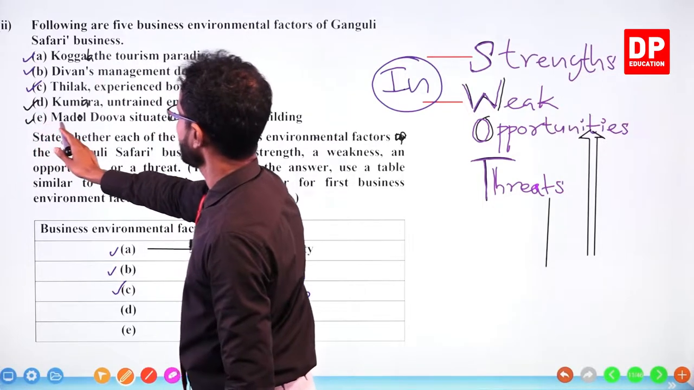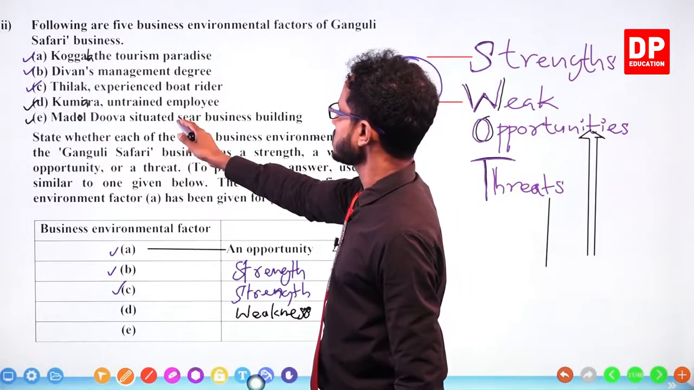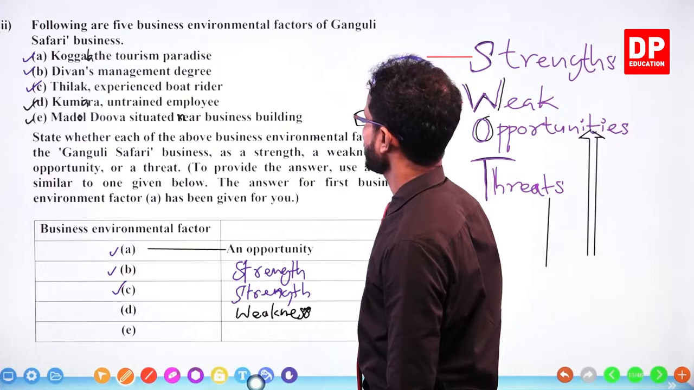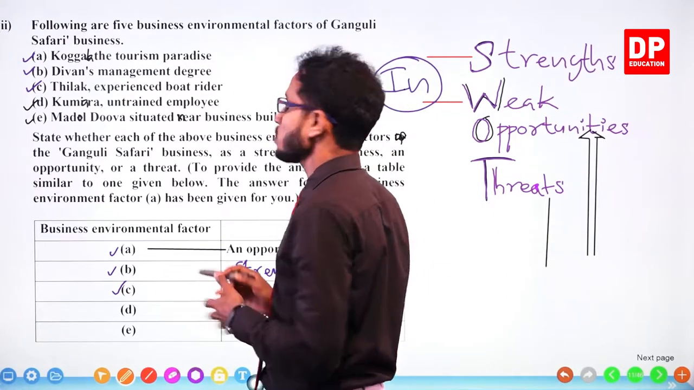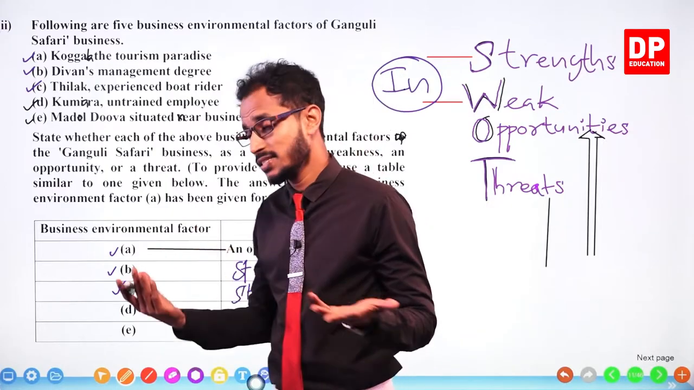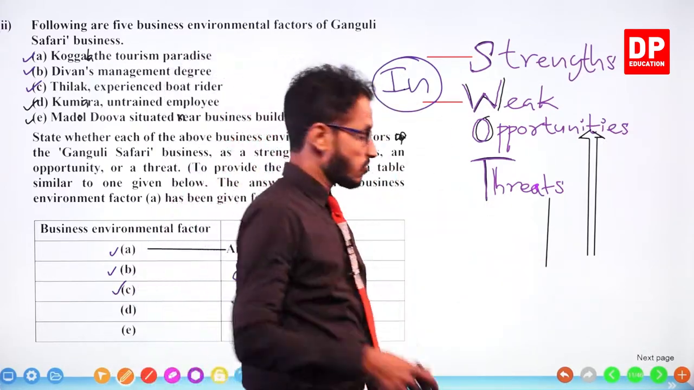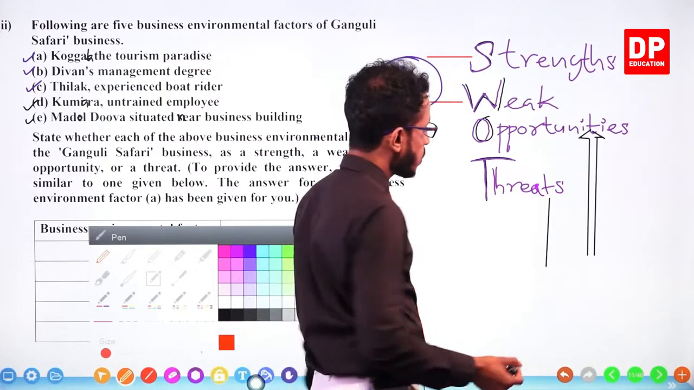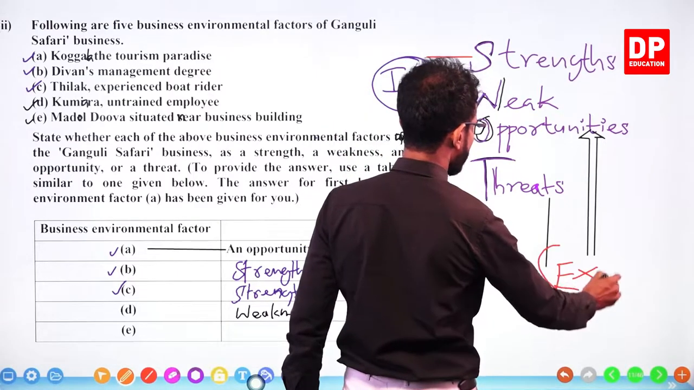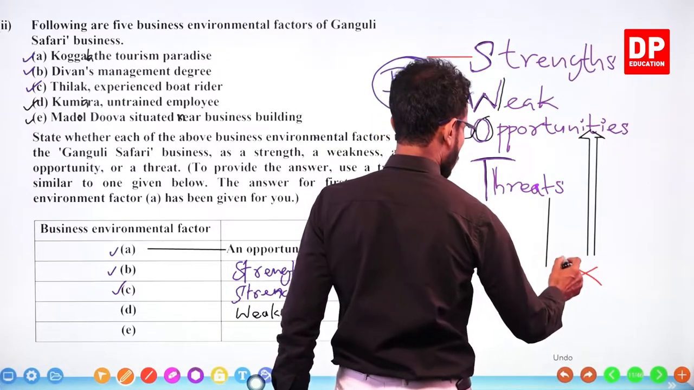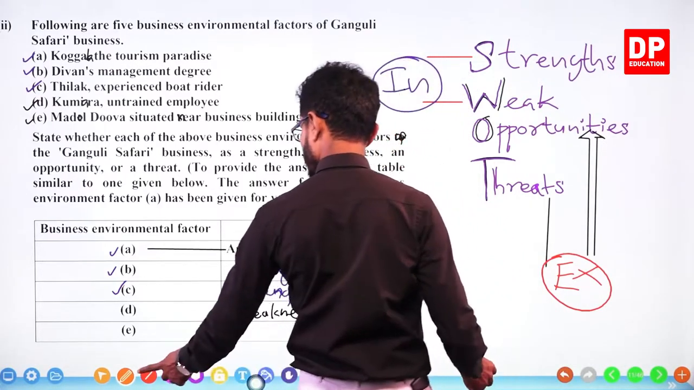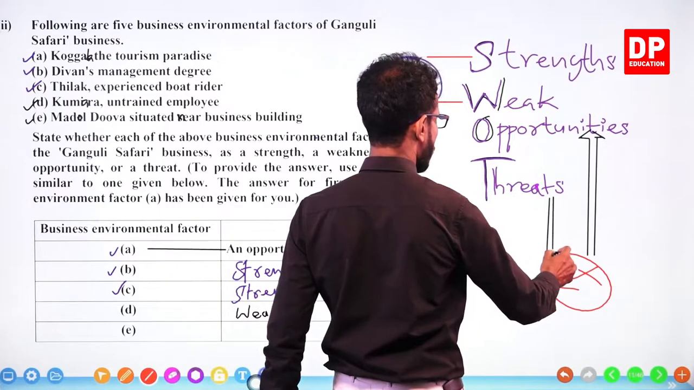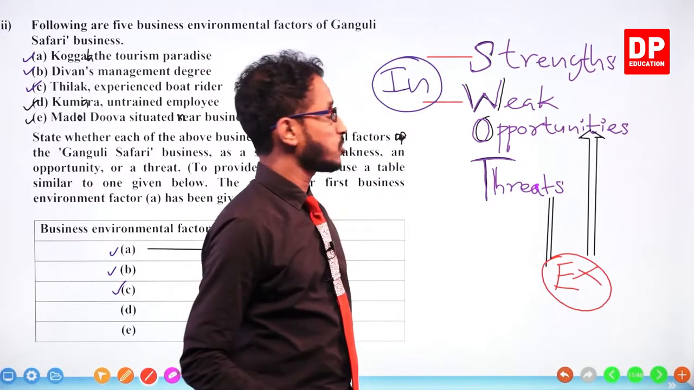E. Madolduwa situated near business building. That is about Madolduwa. Madolduwa is not inside the business. It is not an internal factor. It is an external factor. But near Madolduwa, the business building is situated. What is that? That is an opportunity, right?